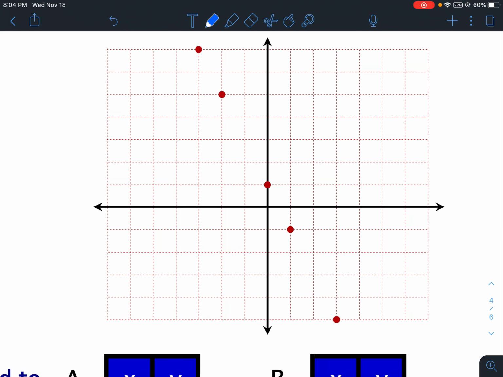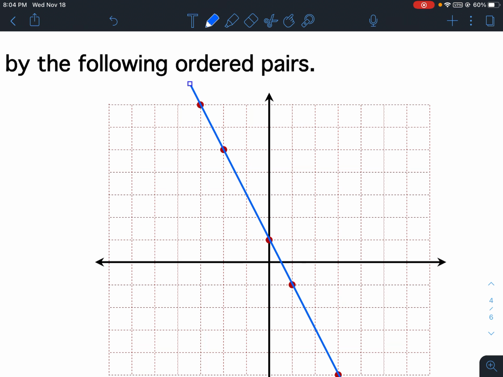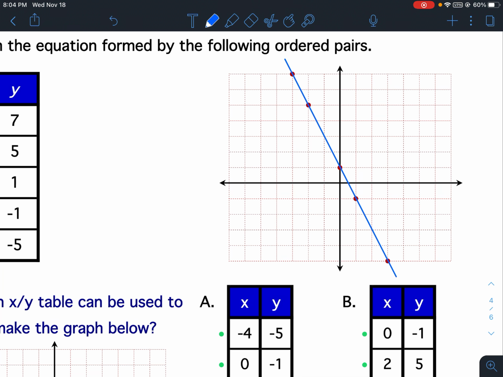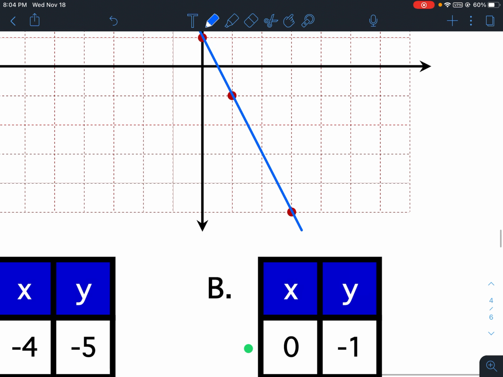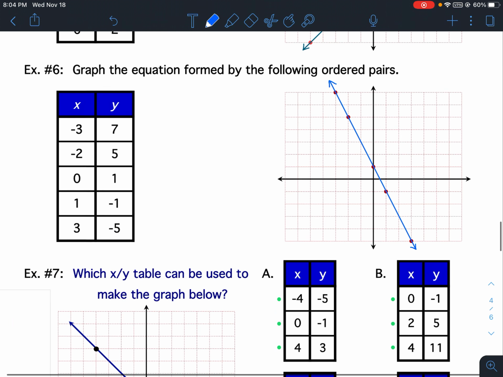Now, you would use your straight edge. I have the luxury of using my Apple pencil here. Draw a straight line. Notice how I extended it past the last points. It doesn't have to go really far past the points, just a little bit. And then at the ends, we put our arrows. And that's your graph for number 6.